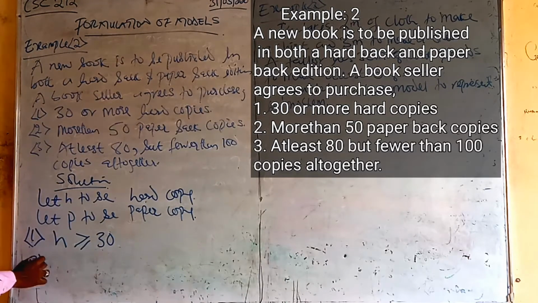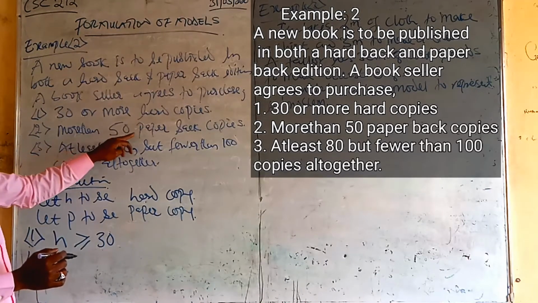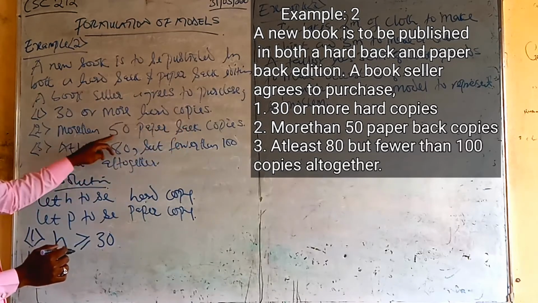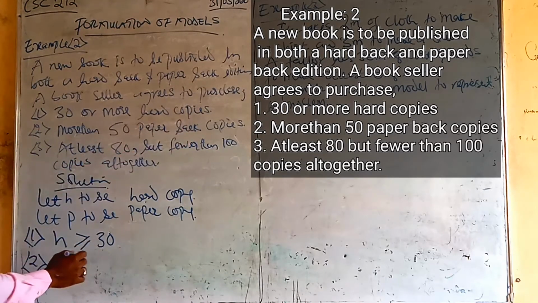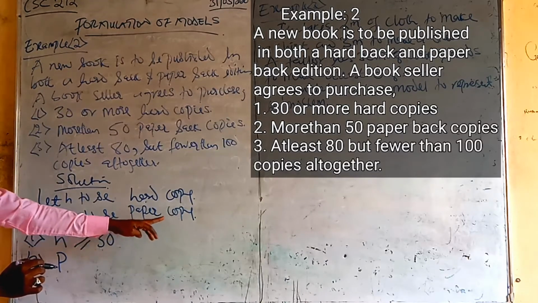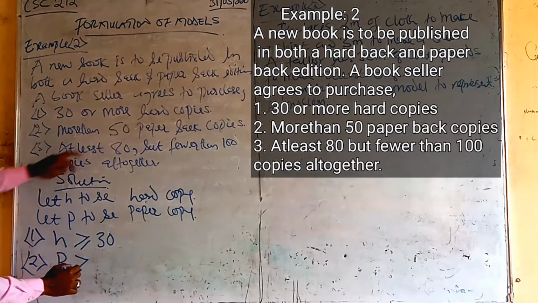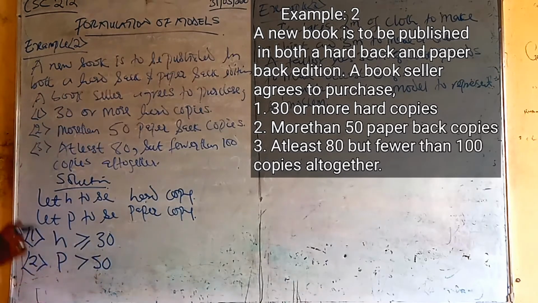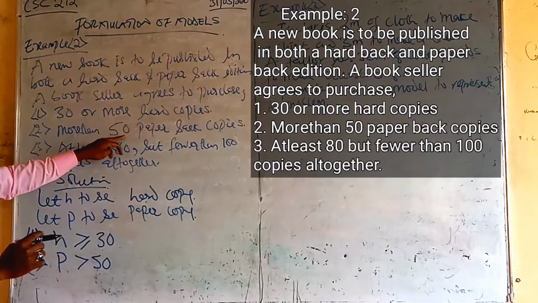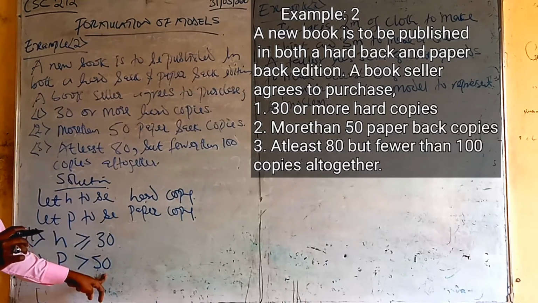Then number two, the bookseller agrees to purchase more than 50 paperback copies. Remember, we have let our P be equal to paper copy. So therefore, P, that is paper copy, is greater than 50. We have also agreed with that. So the bookseller agrees to purchase more than 50 paper copies. So P is greater than 50 copies.